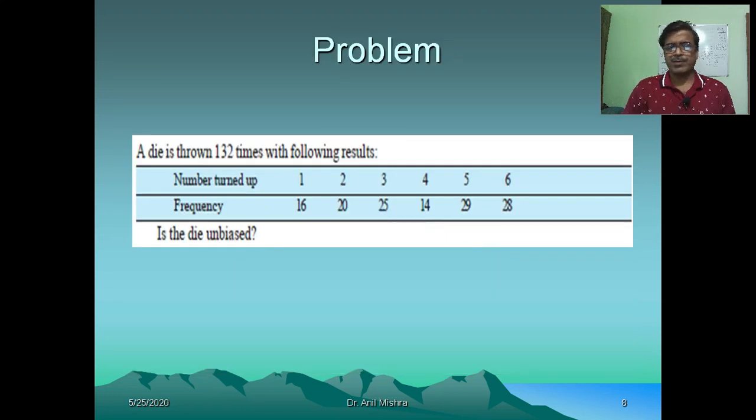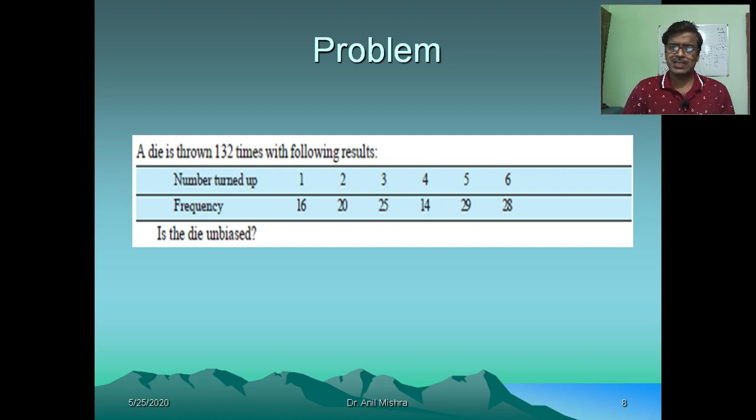Suppose a die is to be thrown 132 times, and the following results are obtained. We know that a die has sides 1, 2, 3, 4, 5, 6. We roll the die 132 times. 1 occurs 16 times; that is the observed frequency. 2 occurs 20 times, that is also an observed frequency. So 3, 25; 4, 14; 5, 29; and 6, 28. These are the observed frequencies, right?